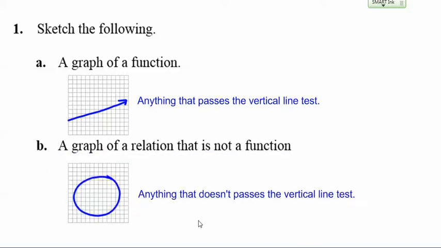So anything that passes the vertical line test, anything that doesn't overlap itself. And for a graph of a relation that is not a function, you could have drawn anything that doesn't pass the vertical line test. So that's pretty much it. I saw a lot of different crazy answers. We didn't have too much issue with it. I don't think anybody got those wrong, as a matter of fact.